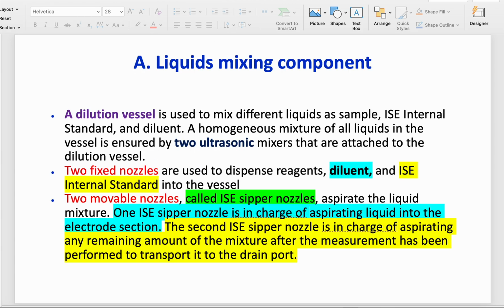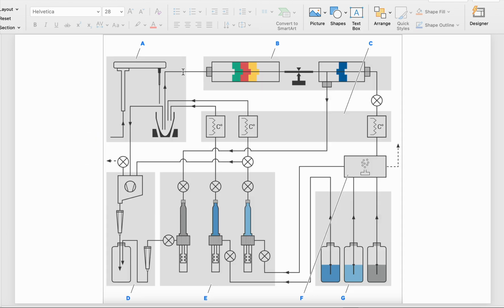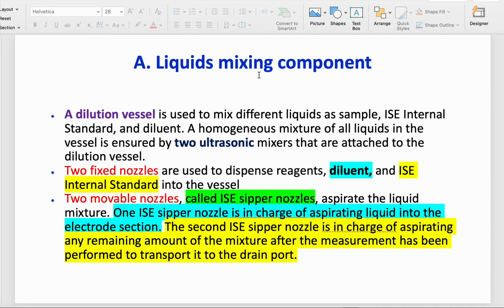Okay, A is this section, and it's called the liquid mixing component. It consists of 4 nozzles, 2 fixed and 2 movable nozzles. The 2 fixed ones are for the diluent and ISE standards. Of the 2 movable ones, one is for taking the mixed sample to the electrodes, and the second is to go into the waste.